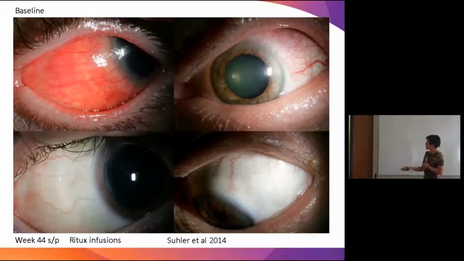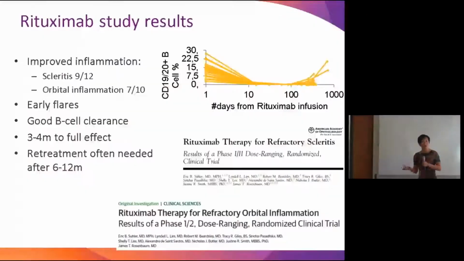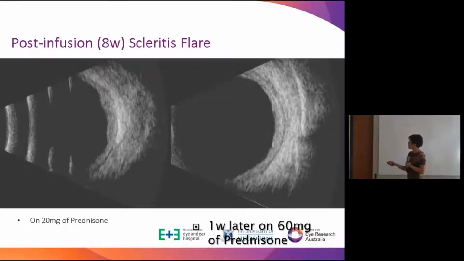Now, there have been some studies. One of them is one that I did quite a few years ago, which found that rituximab is a good treatment for scleritis and non-infectious orbital inflammatory disease in aggressive cases. And this is another case, another posterior scleritis flare responding to rituximab.